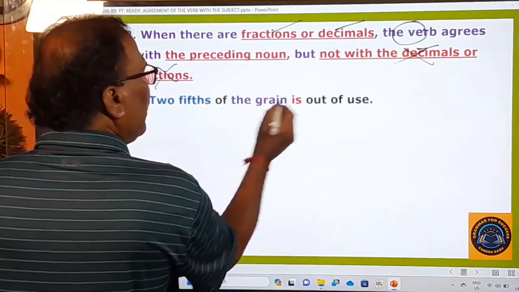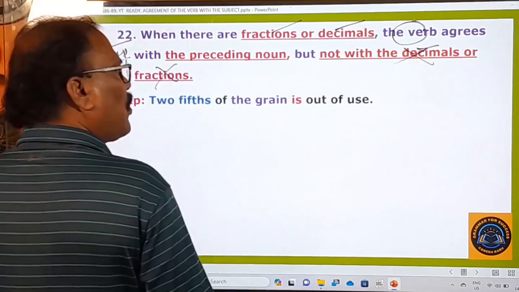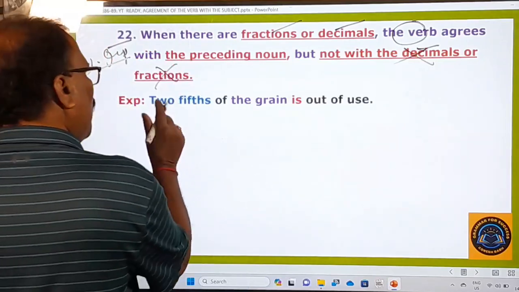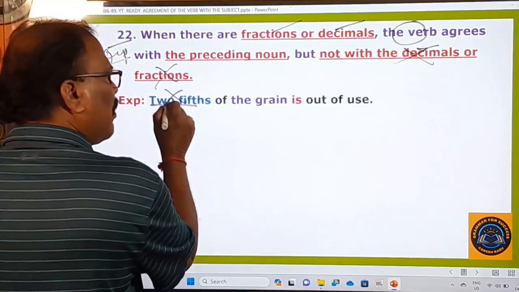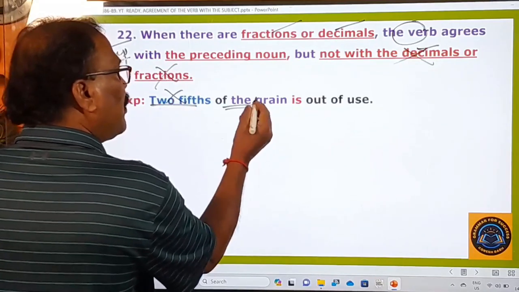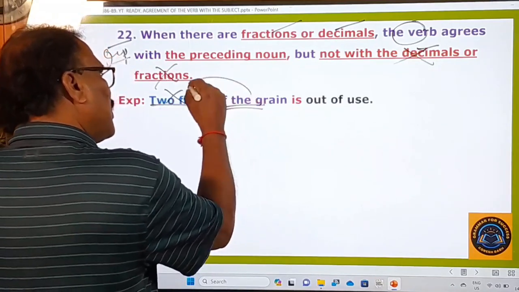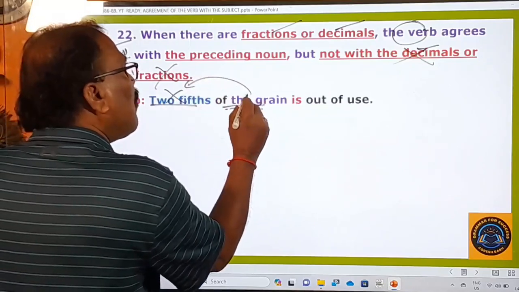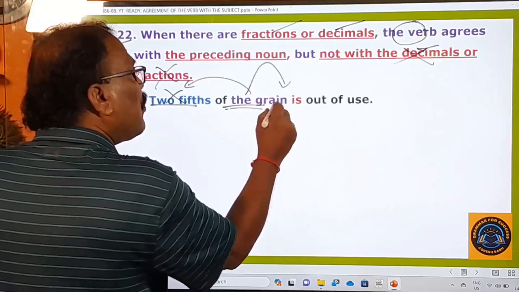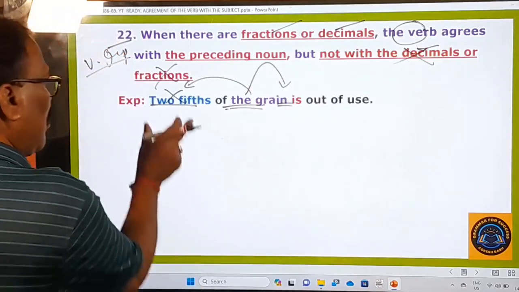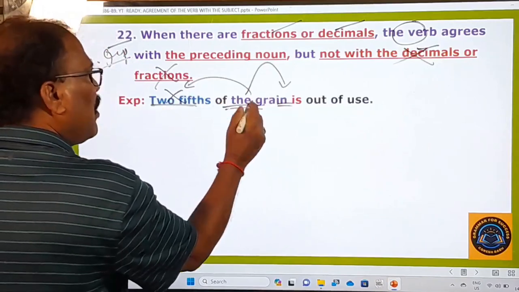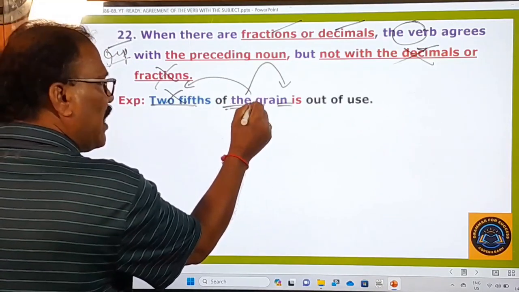2/5 of the grain is out of use. Here, what are you talking about in the sentence? Are you talking about 2/5? No. You are talking about the grain, but you are expressing 2/5 of the grain. What is grain? Grain is singular, and therefore you use only "is," not according to the fraction. You should use the verb only according to the real subject.